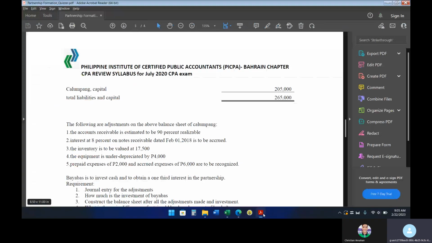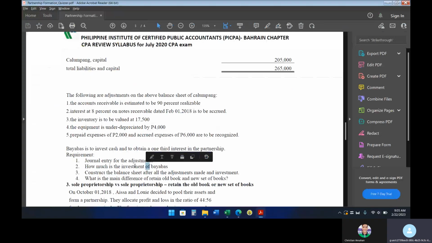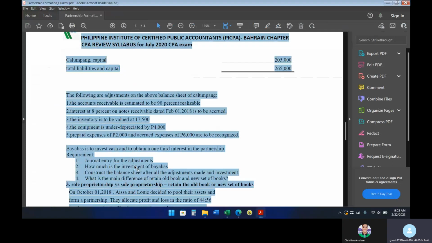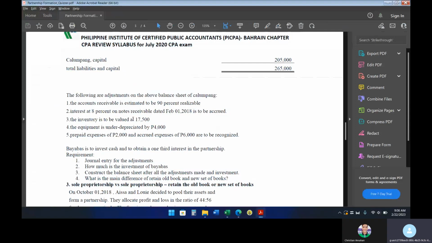Okay? So number 2 is we have to compute for the investment of partner Bayabas. Now, as stated after the adjustments, partner Bayabas is to invest cash to obtain a 1/3 interest in the partnership. Now, the 1/3 interest of partner Bayabas is of course based on the adjusted capital also of partner Kalumpang, because we have adjustments here that were recognized. So we will also effect them here on the capital of Kalumpang.